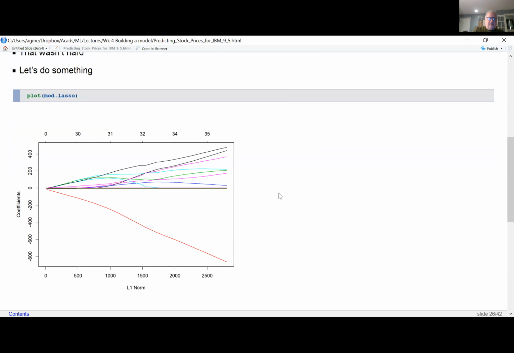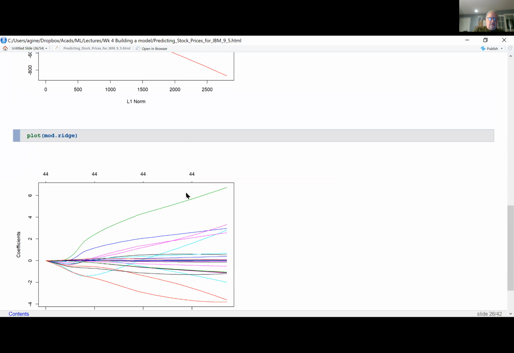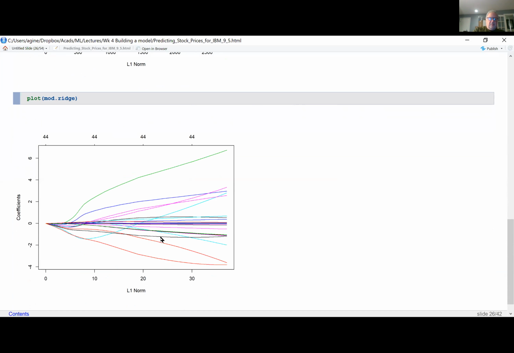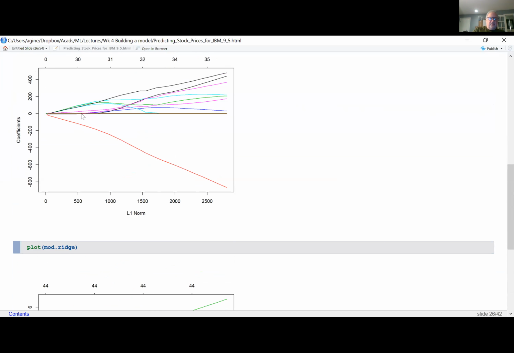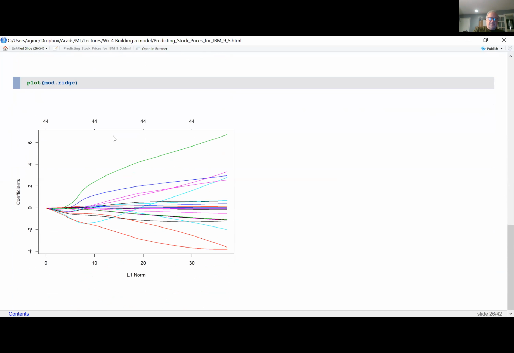This is a typical output from some model, but you can't see anything because basically we have too many coefficients. What this is showing is as the L1 norm increases and the penalty goes in, more and more variables are becoming 0. Ridge is a similar thing, but it's even more. The advantage of Lasso is that some of the coefficients are going to be 0.